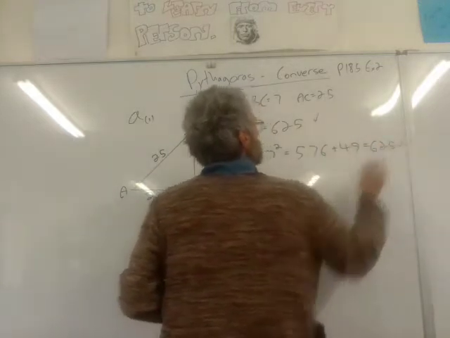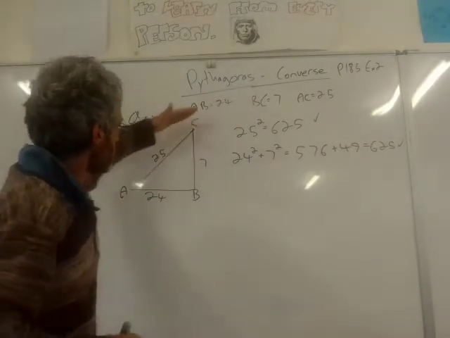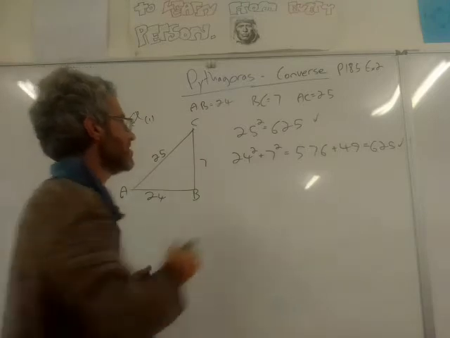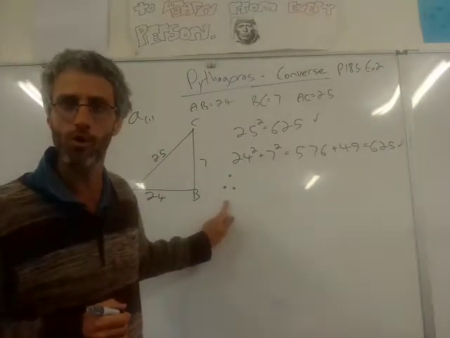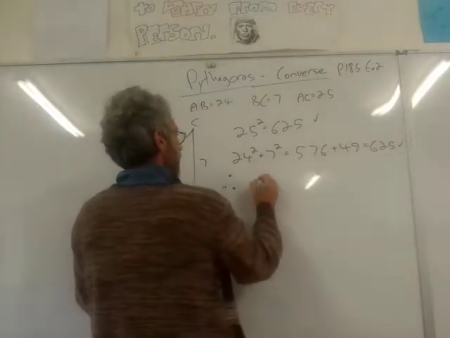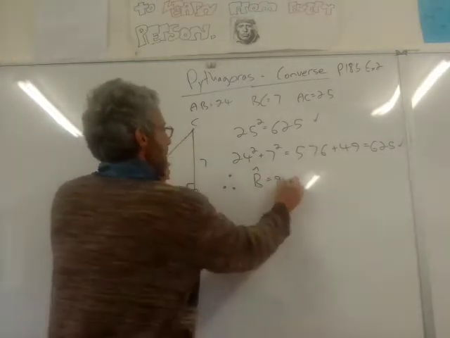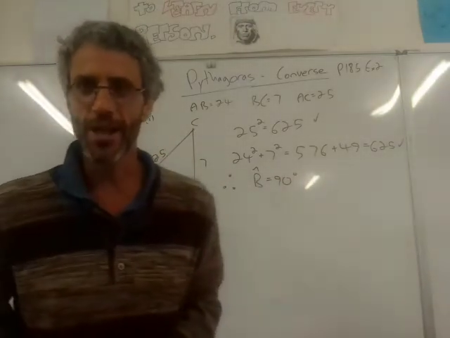And you can see I got the same number. So the square of AC is equal to the sum of the squares of AB and BC. And then in the test, I'd like you to write this sign. That means therefore, okay, angle B is 90 degrees. It's not just any angle, it's angle B. We all right with that?